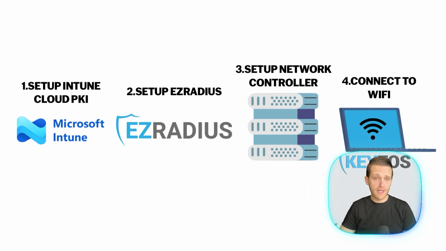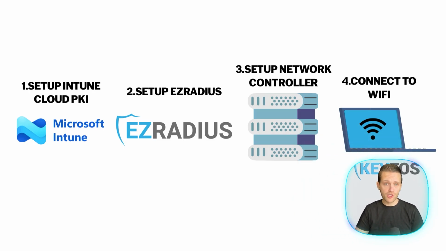Today, we're going to be setting up Microsoft Intune Cloud PKI with EZRADIUS in just 30 minutes. And to do that, we're going to start by making sure our Cloud PKI is configured correctly and pushing the right certificates. Then we're going to go in and set up EZRADIUS and all of the network radius policies. Going to go into Ubiquiti's UniFi and then set up our new EZRADIUS server. And then finally, we're going to connect to that Wi-Fi using no passwords in the certificates that were delivered.